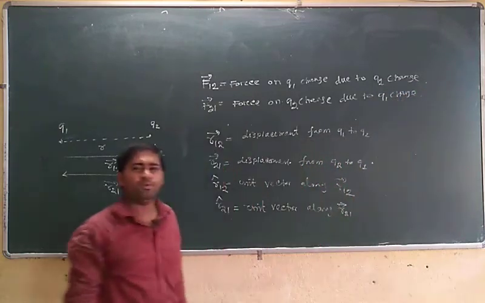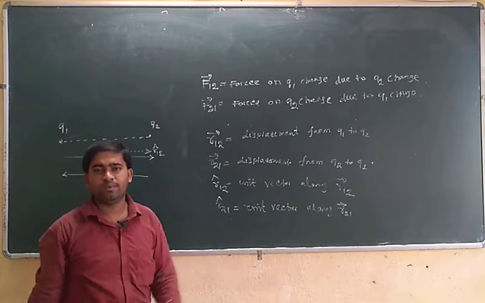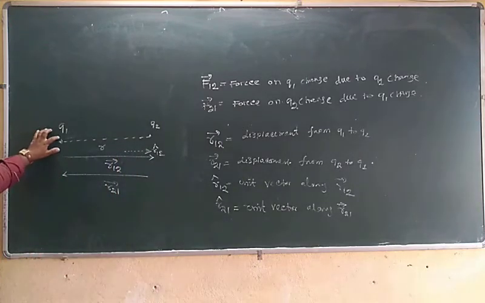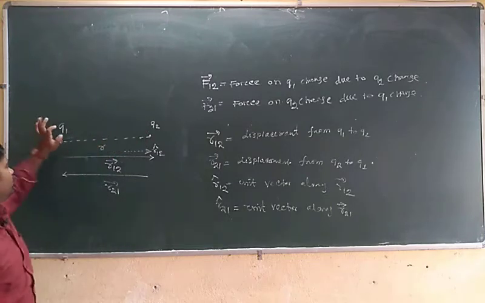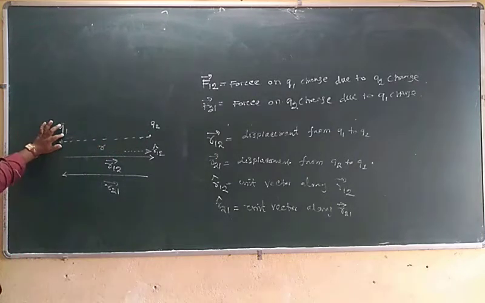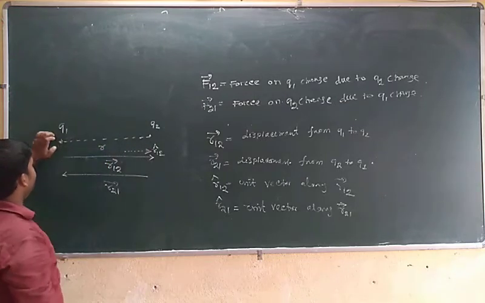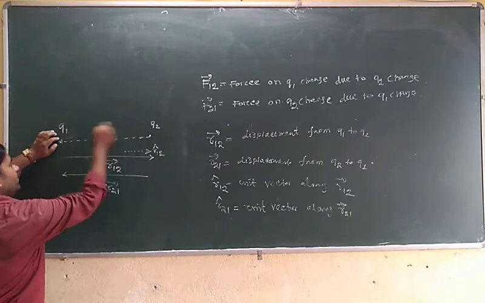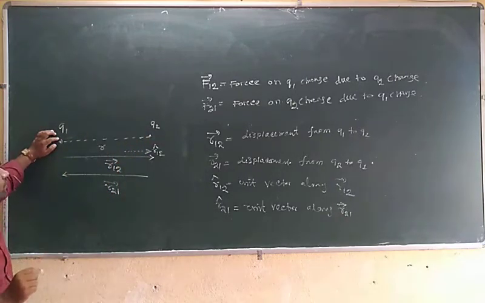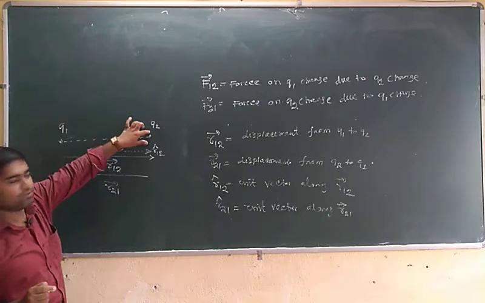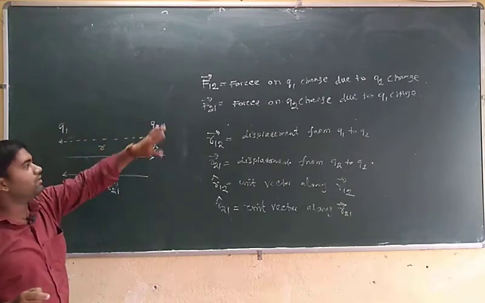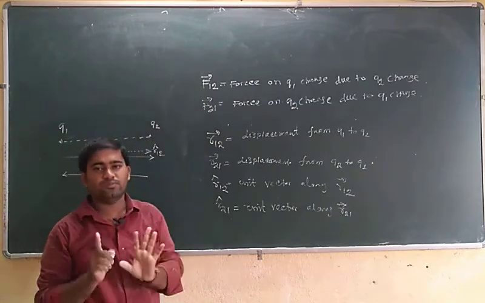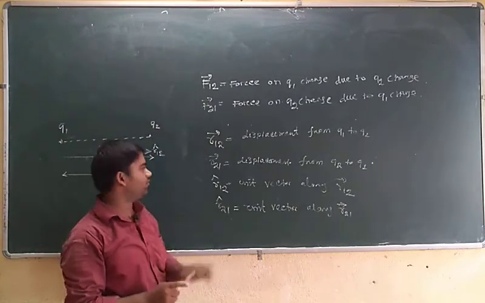Okay, so here we can represent force. Suppose I take here 1, and this is 2. When we act force on 1 due to Q2, that will be F12 vector. F21 means if we act force on Q2 because of Q1, that will be F21 vector. This sixth thing is very important for Coulomb's law in vector form.